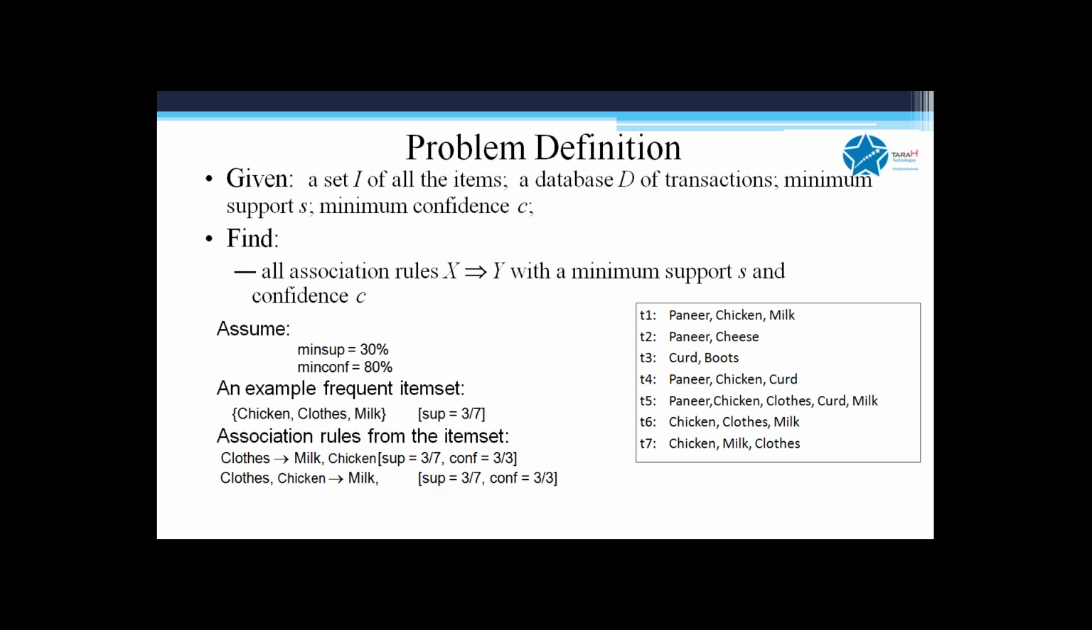So what's a frequent item set? The one which satisfies minimum support. Then we go on to identify association rules which satisfy the condition of minimum confidence.